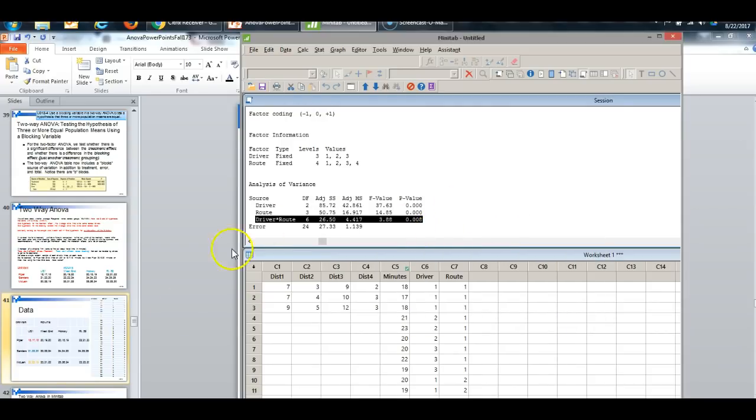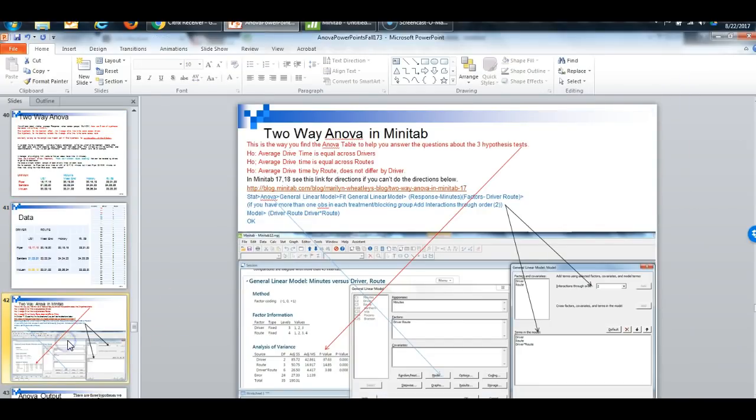Say okay, okay. All right, let's see what we got here. Oh my word, here it is. So this is a way you find the ANOVA table to help answer your questions about the 3 hypothesis tests. H naught, average drive time is equal across drivers. So here's my F computed, F table. Here's another, if you want a different perspective on how to do a two-way ANOVA, there's a little Minitab blog that might help.